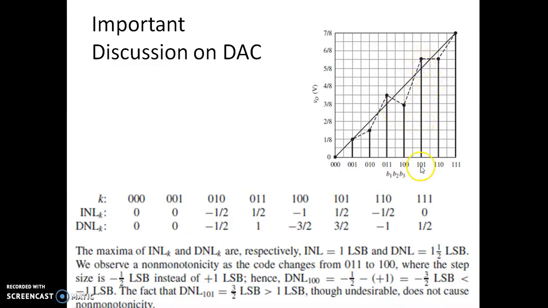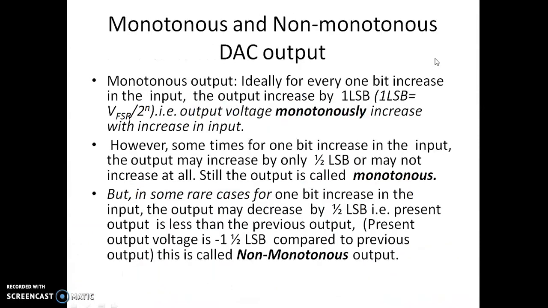If you come to this, from 010 it is going to 110, which is a 1 LSB increment, but you can see the output is constant. So there is no increment at all. That's what we are trying to observe here. However, sometimes for 1 bit increase in the input, the output may increase by only half LSB or may not increase at all. Still the output is called monotonous. Why we say it is monotonous is that at least we have to be happy that the output is not decreasing. So as long as the output stays or increases, we say the output is monotonous.